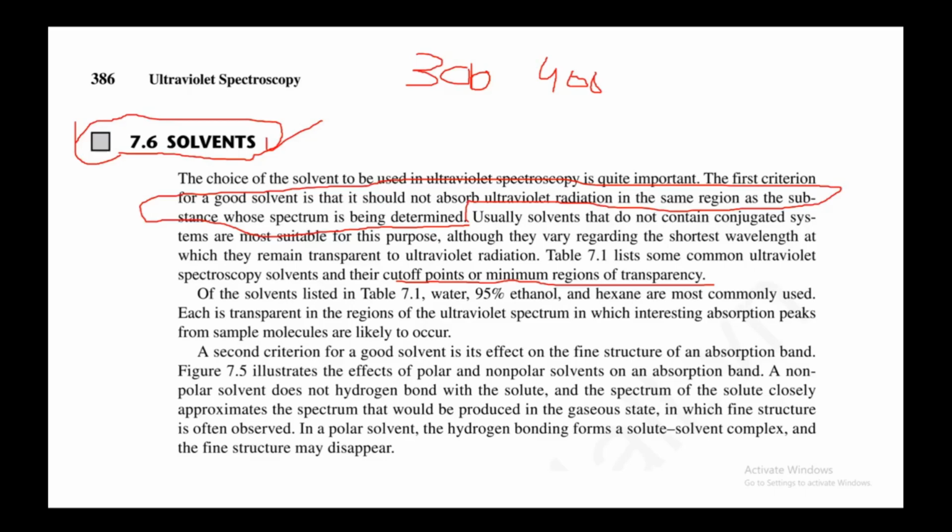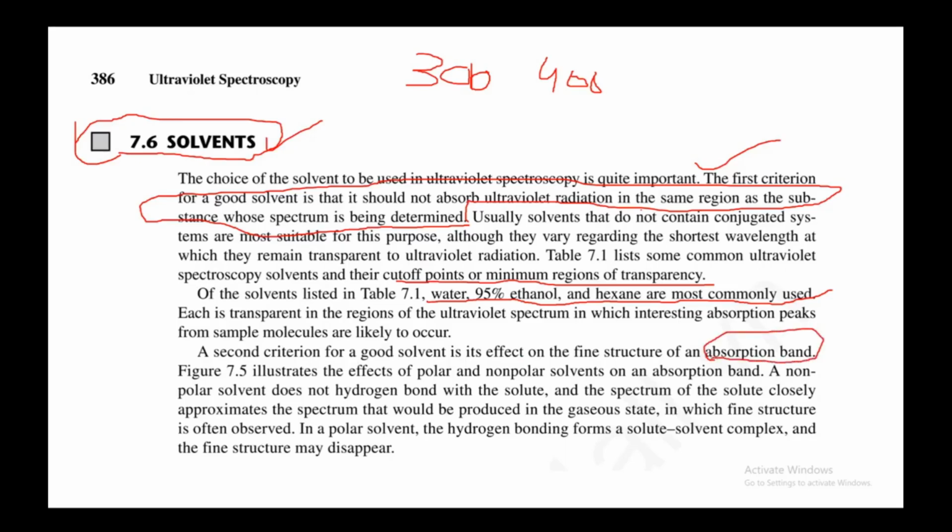So of the solvents listed in table 7.1, water, 95% ethanol and hexane are most commonly used. Each is transparent in the regions of the ultraviolet spectrum in which interesting absorption peaks from sample molecules are likely to occur. A second criterion for a good solvent is its effect on the fine structure of an absorption band.